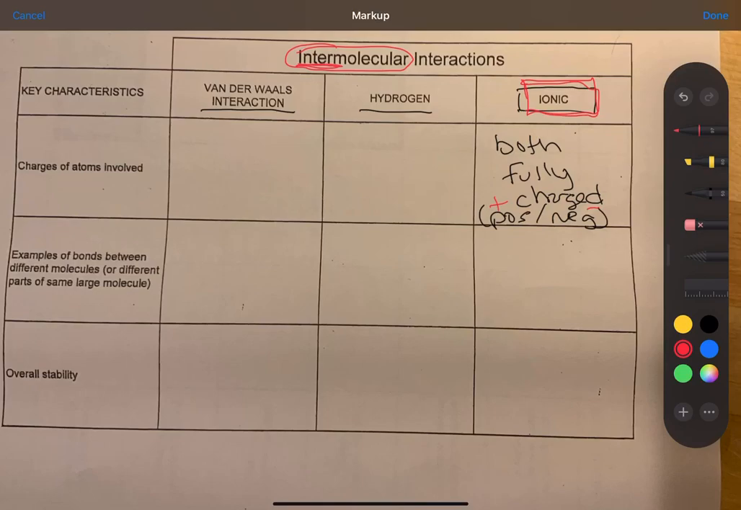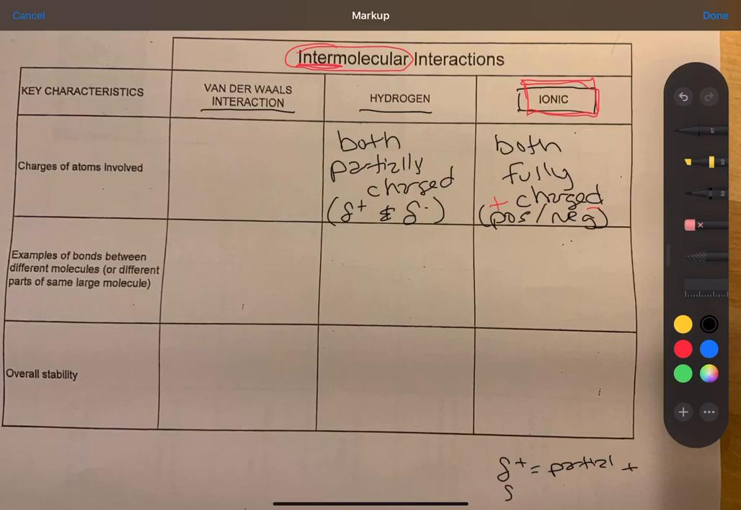A hydrogen bond, in those interactions, these are going to be similar to polar covalent bonds. So in fact, atoms that are involved in polar covalent bonds are apt to form hydrogen bonds between molecules. And so those are going to be both partially charged, and so you can imagine a delta positive and delta negative. And again, I'll do my notation down here. Remember, delta positive meant partial positive charge, and delta negative meant partial negative charge.